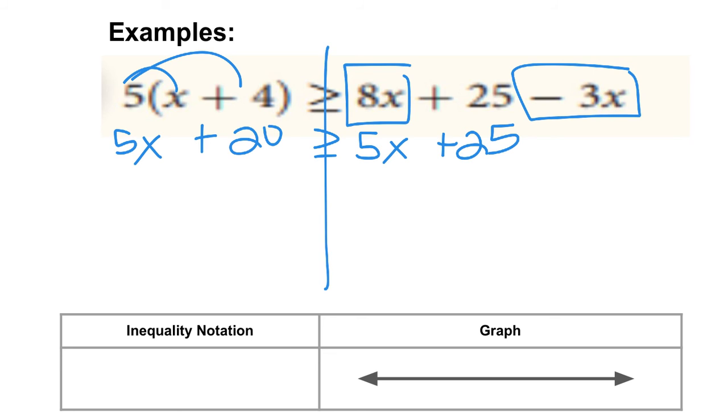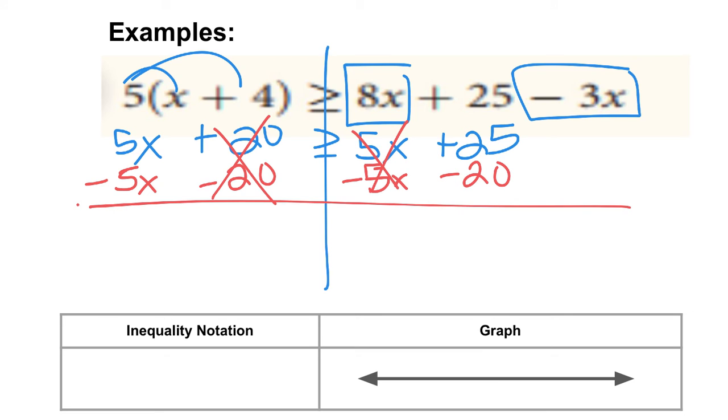All right, and then we can't tell from this point whether this is going to have no solution or an all real number solution, even though we know our x's are going to cancel. So let's finish it, and then we'll take a look at what we end up with. So I'm going to subtract 5x and subtract 20. So we end up with 0x, 5, and I have this.